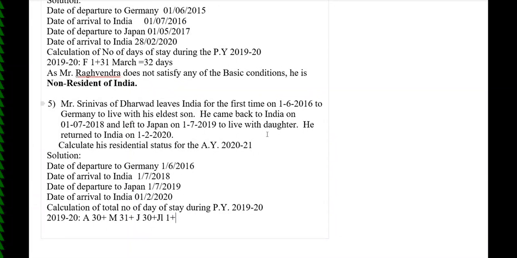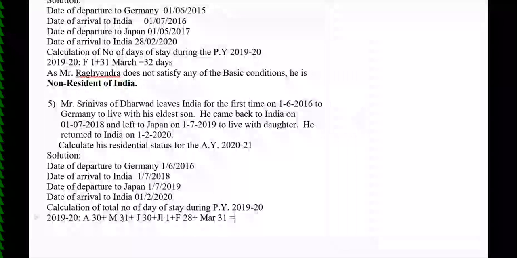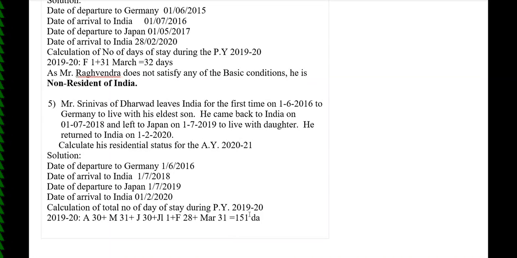here he returned to India on 1/2/20. So February 28 days plus March 31 days. So the total number of days of stay will be 92 plus 59, which is 151 days. So 151 days during the previous year he is going to stay in India.